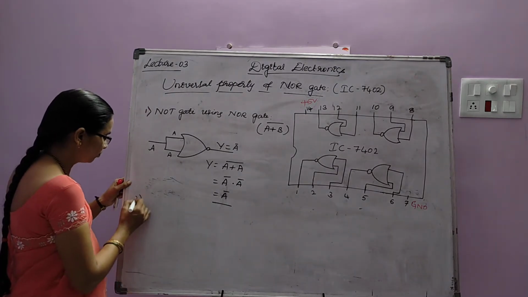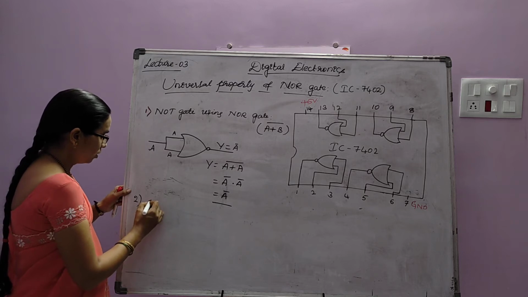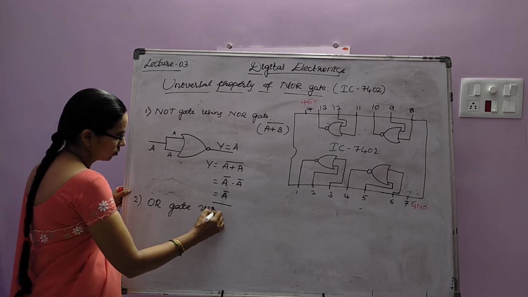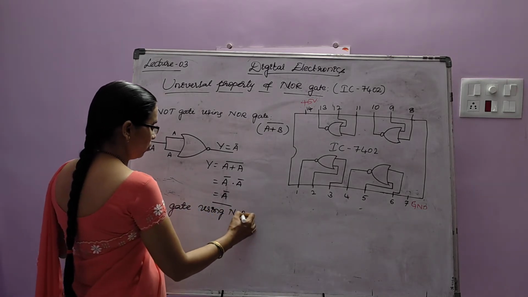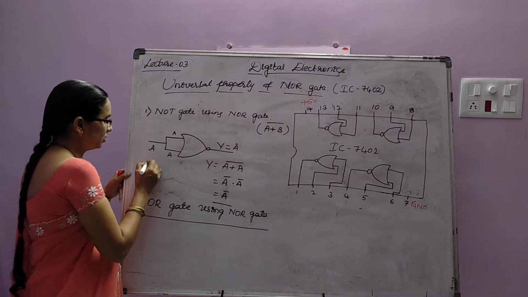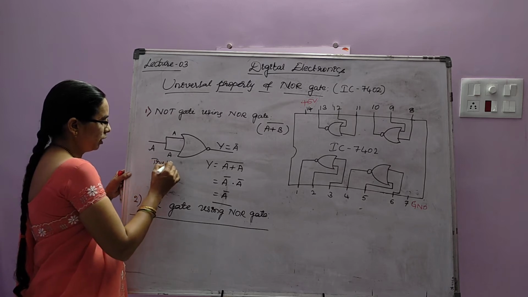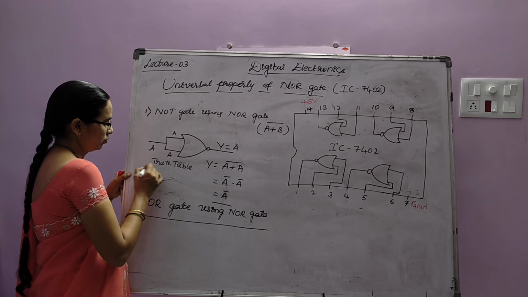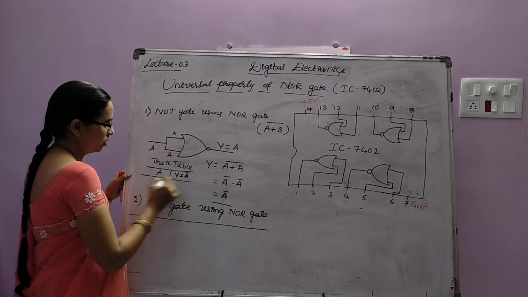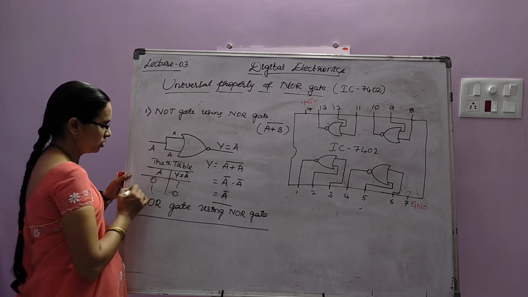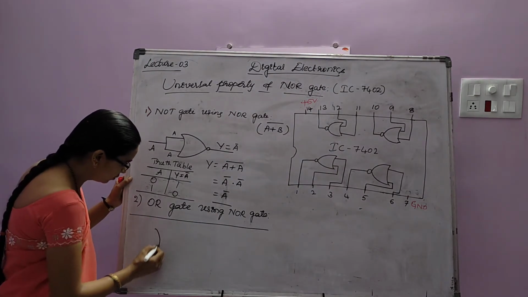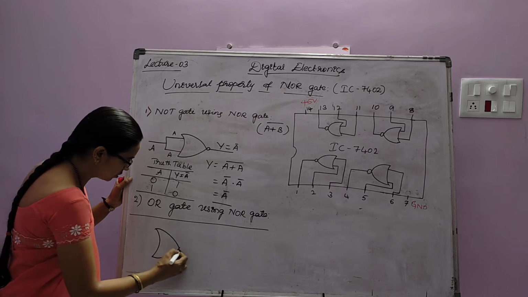The second one, constructing OR gate using NOR gate. We have to write the truth table of NOT gate as well. You know very well, if A is the input, output will be A bar. 0 is the input, output is 1. If 1 is the input, output will be 0. So for OR gate, we require two NOR gates.